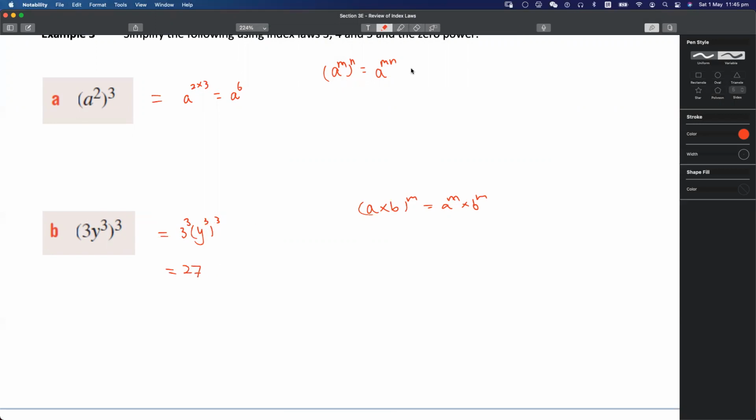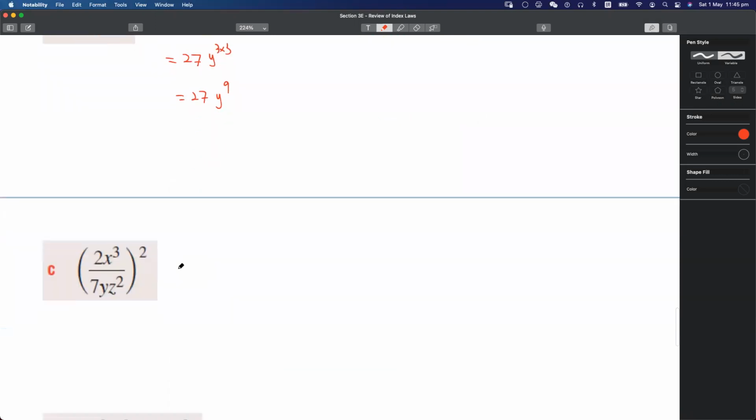Remember our first rule here. We've done this in the previous question. So that's just y, 3 times 3. So 27 y to the power of 9. All right, next one.